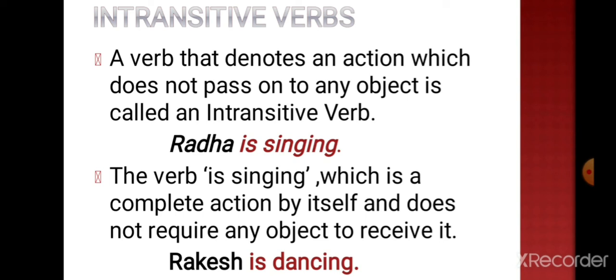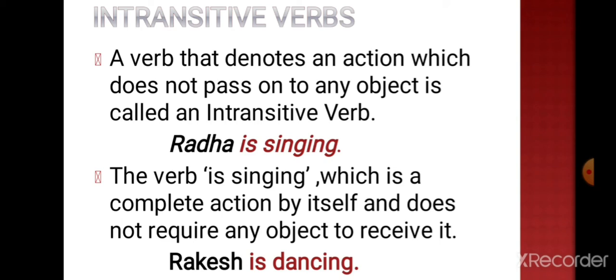One more example is here, students. For example, Rakesh is dancing. Here, students, is dancing. It's a complete action by itself and does not require any object to receive it. Students, in other words, beta, we can say a verb which does not require an object to complete its sense but makes good sense by itself is called an intransitive verb. For example, beta, the sun shines, the girl smiled.